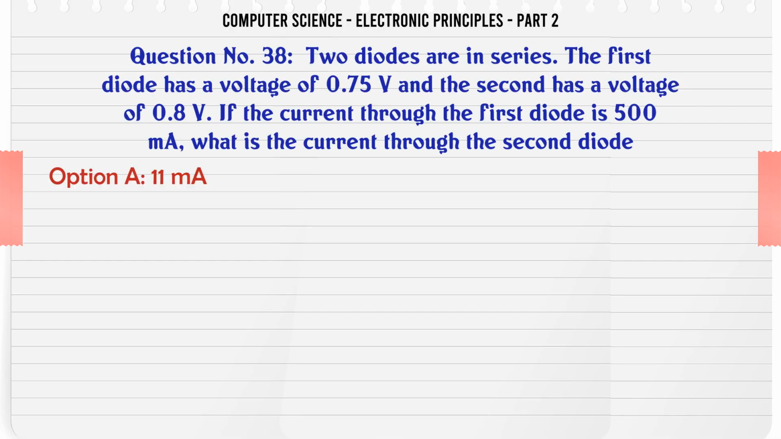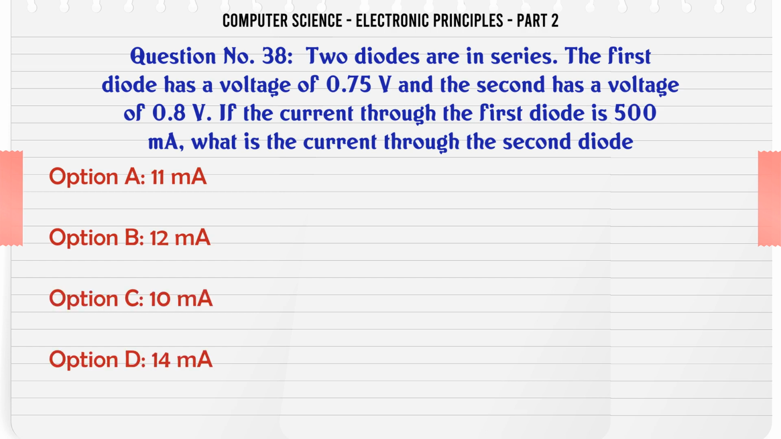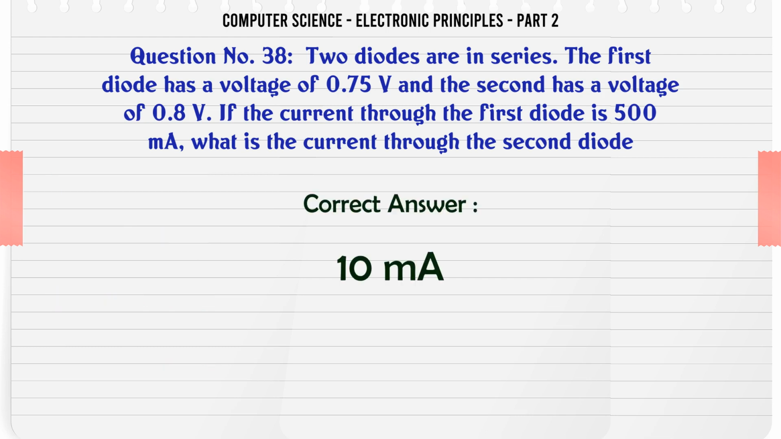Two diodes are in series. The first diode has a voltage of 0.75 V and the second has a voltage of 0.8 V. If the current through the first diode is 500 mA, what is the current through the second diode? A. 11 mA. B. 12 mA. C. 10 mA. D. 14 mA. The correct answer is 10 mA.